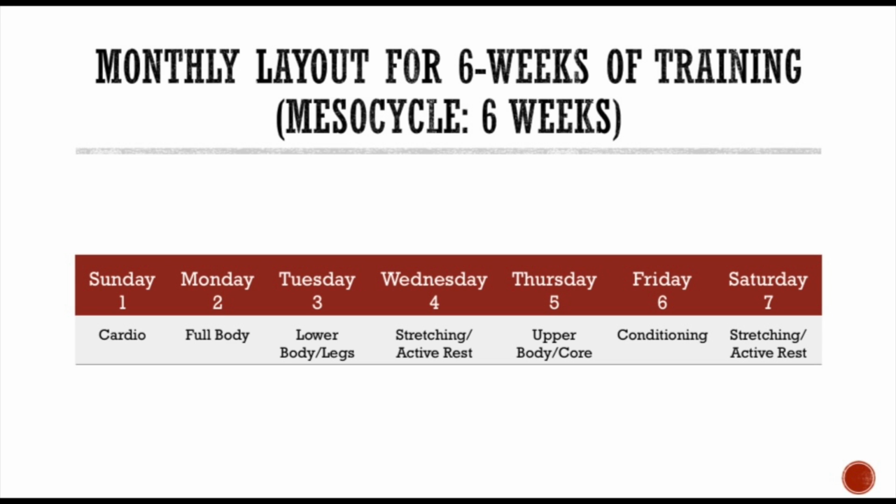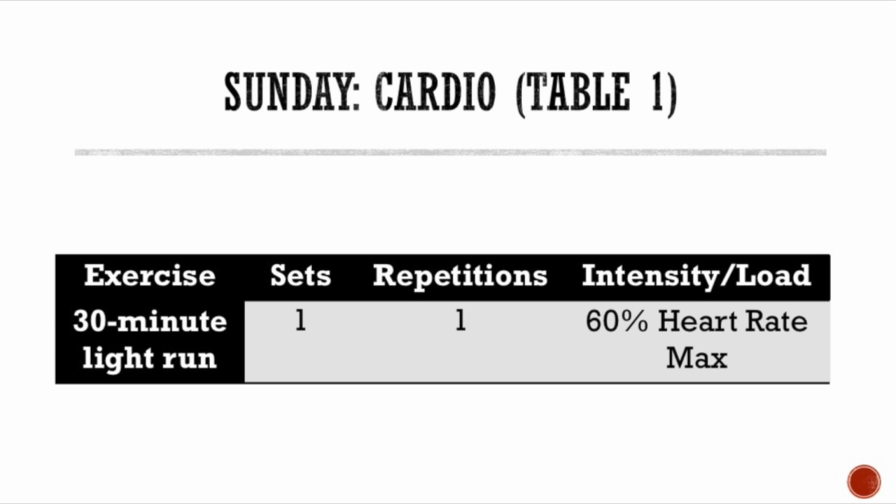Since it's off season, we want to focus on their weaknesses and get them stronger. So we will start with a higher volume and lower rep range to enhance strength and power, speed and agility. Sunday will be cardio, and for cardio, our athlete will do a 30-minute light run, such as jogging, not too far and not too fast. His intensity load will be at 60% heart rate max, just so it won't be at 100.